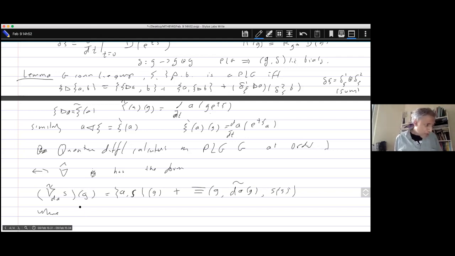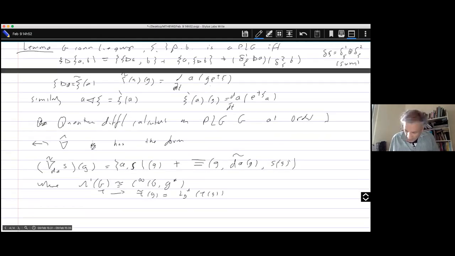So if I have omega 1 of G, I'm going to identify it with C infinity of G star, and I'm going to send a one form Tor to the one form Tor tilde of G, and this is just going to be LG star of Tor of G, similar to what we were doing. So S is going to be in here. So nabla hat dA on omega 1 of G corresponds to what I called nabla tilde dA on C infinity of G star, of G.